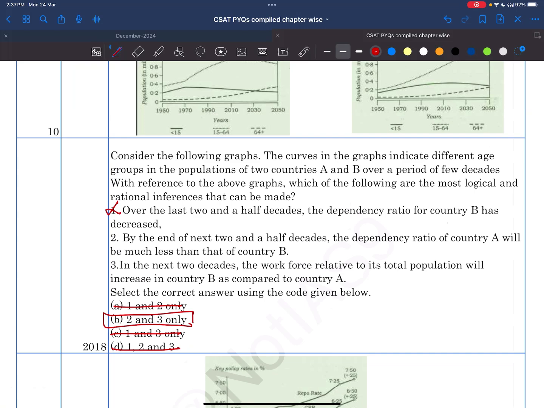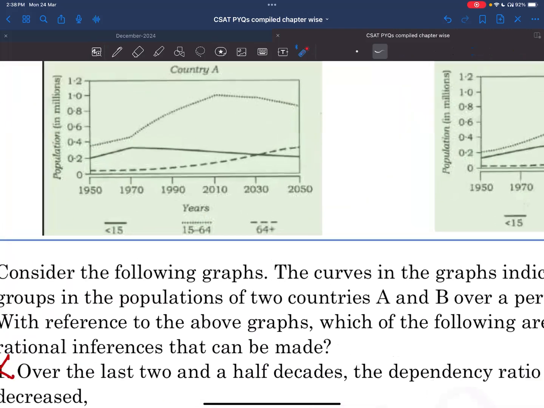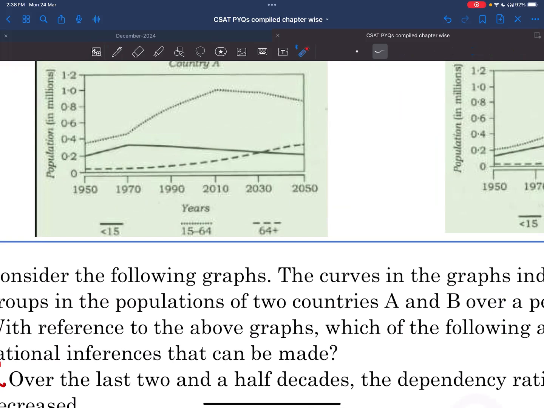Let's check the second statement. Okay. Now, what is it telling? By the end of the next 2.5 decades, the dependency ratio of country A will be much less than that of country B. See here, dependency ratio now, after 2.5 decades. That means from this 2018, 2.5 decades means 2045, right? This is 2045.